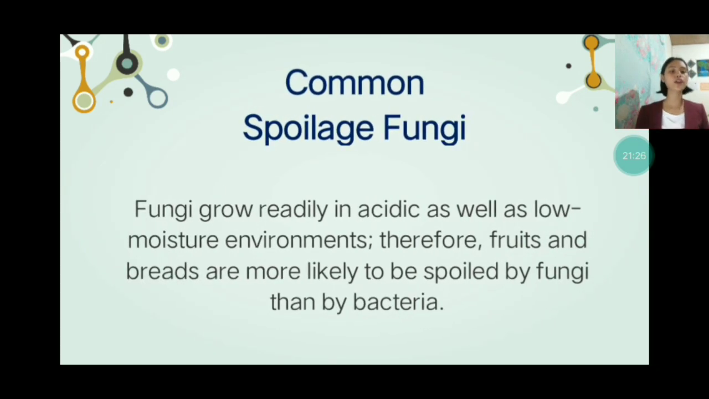So next are the common spoilage fungi. Fungi grow readily in acidic as well as low moisture environments. Therefore, fruits and breads are more likely to be spoiled by fungi than by bacteria. A wide variety of fungi, including species of Rhizopus, Alternaria, Penicillium, Aspergillus, and Botrytis, spoil foods. Aspergillus flavus grows on peanuts and other grains, producing aflatoxin, a potent carcinogen monitored by the Food and Drug Administration.